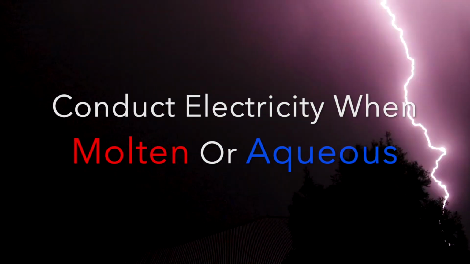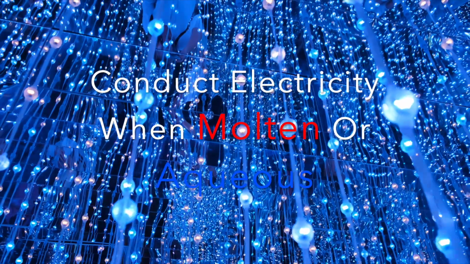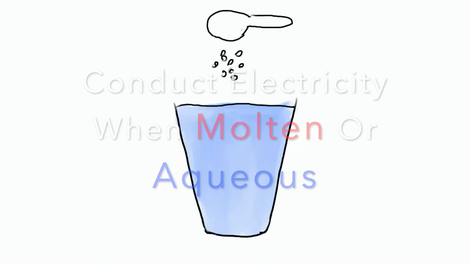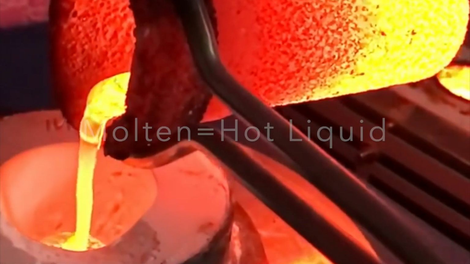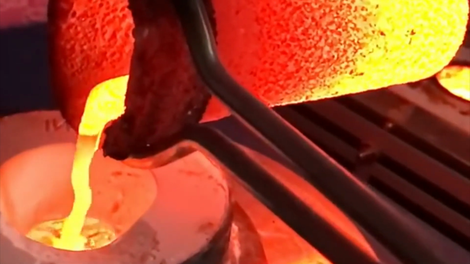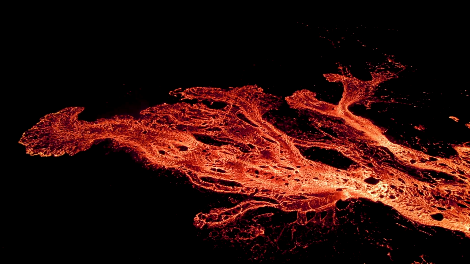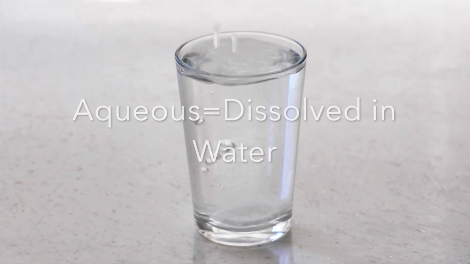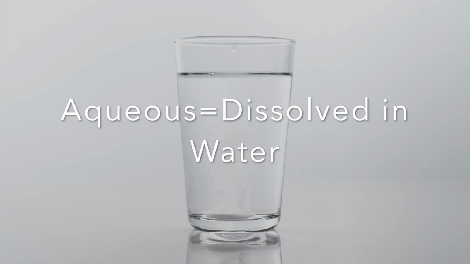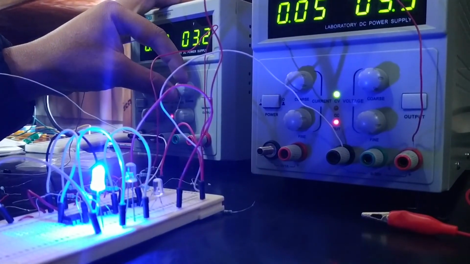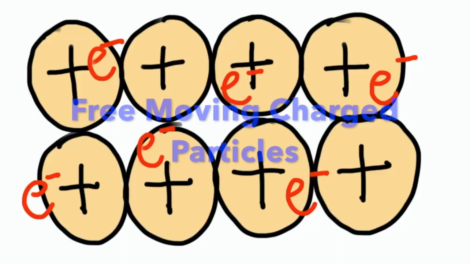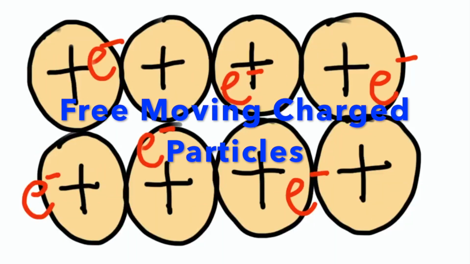Another important property is that ionic compounds can conduct electricity when molten or aqueous. Molten is a hot liquid. When ionic compounds melt, they form hot liquids. So in the liquid state, they're able to conduct electricity. Aqueous refers to the substance being dissolved in water. A substance can conduct electricity if it has free moving charged particles like electrons or ions.